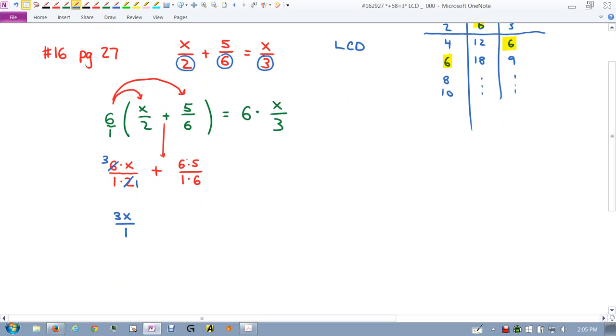On the next one, I could just cancel the 6's and be left with 5 over 1, which is just 5. On the right side, remember that 6 is 6 over 1. Multiplying straight across, I would get 6x over 3. Again, you need to reduce 6 over 3 and make it 2x. So, is that okay so far?